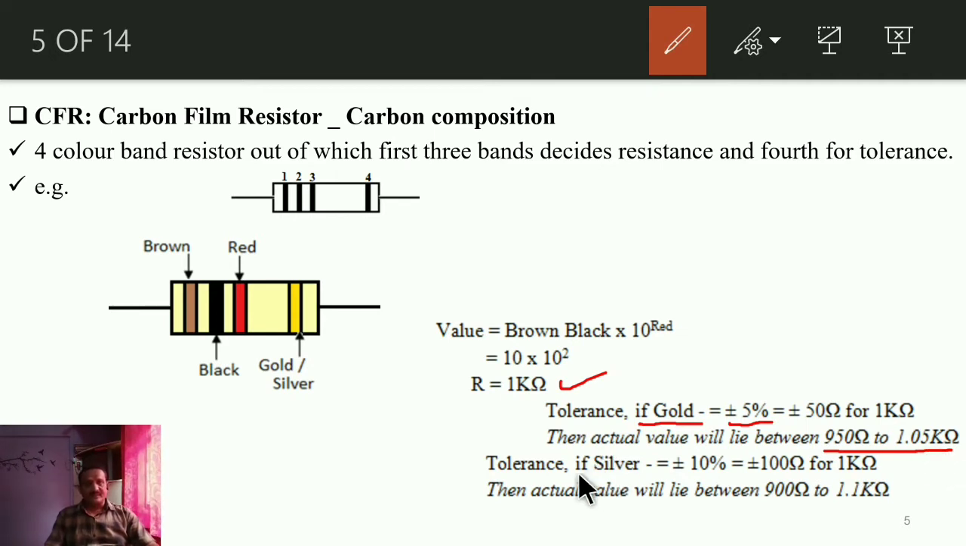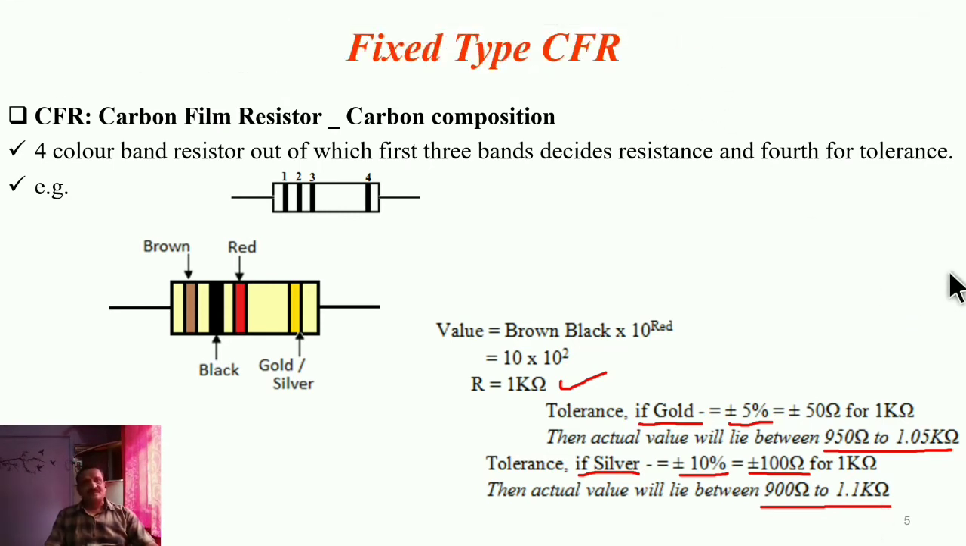Similarly, if the tolerance band is of silver color, then the tolerance is plus minus 10%. That means for this resistor, it will have the range plus minus 100 ohm. So the resistor will be in between 900 ohm to 1.1 kilo ohm, right?